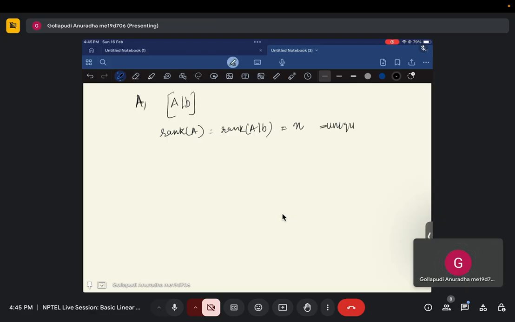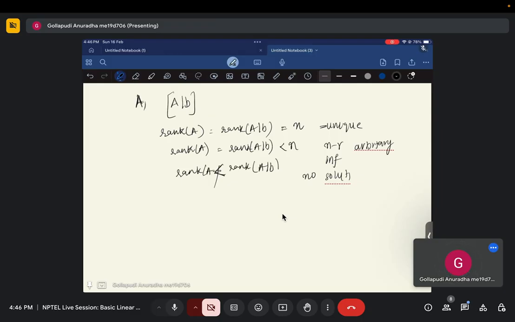And if both are the same but less than n, then you'll have infinitely many solutions. If it is less than n, then you'll have n minus r arbitrary constants, arbitrary variables, and you'll have infinite solutions. And if these two are not equal, then there is no solution at all. I mean, if the rank of A is less than the rank of A augmented with B, it cannot be more, definitely either equal or less, then there is no solution at all.